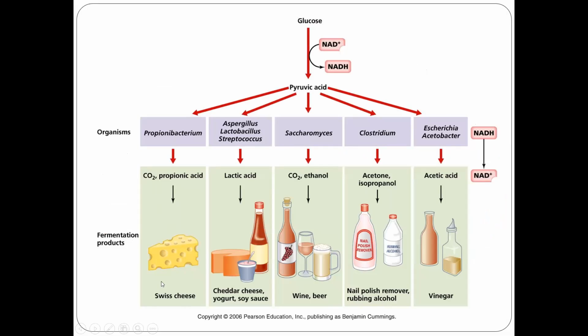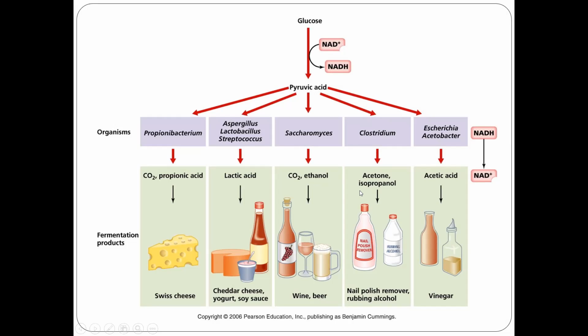You like Swiss cheese? Because propionic bacteria can generate carbon dioxide and acid taste. You like cheddar cheese, yogurt, soy sauce? That's lactic acid bacteria. Do you like wine? We have Saccharomyces, that's called beer yeast. They generate ethanol and carbon dioxide, giving us beer and wine.